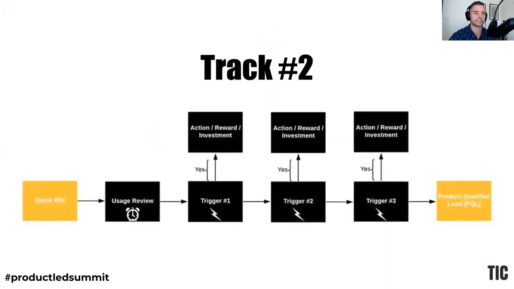Track 2 looks a little overwhelming at first, but there's really only 2 emails here. As soon as someone hits a quick win, we can send them a usage review, which is essentially an email that showcases the value of the product.